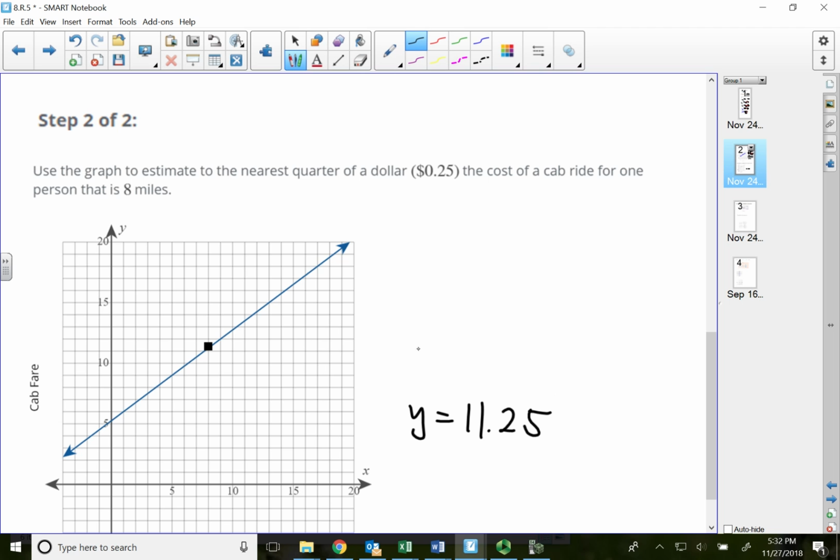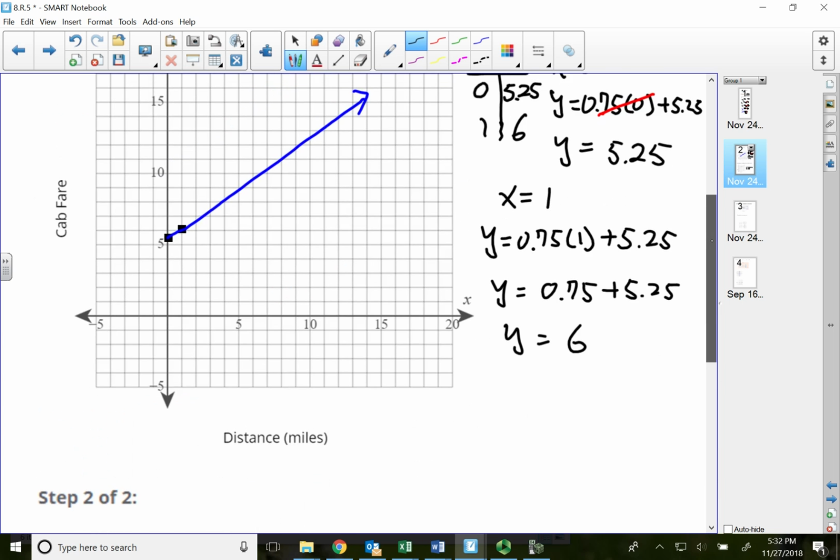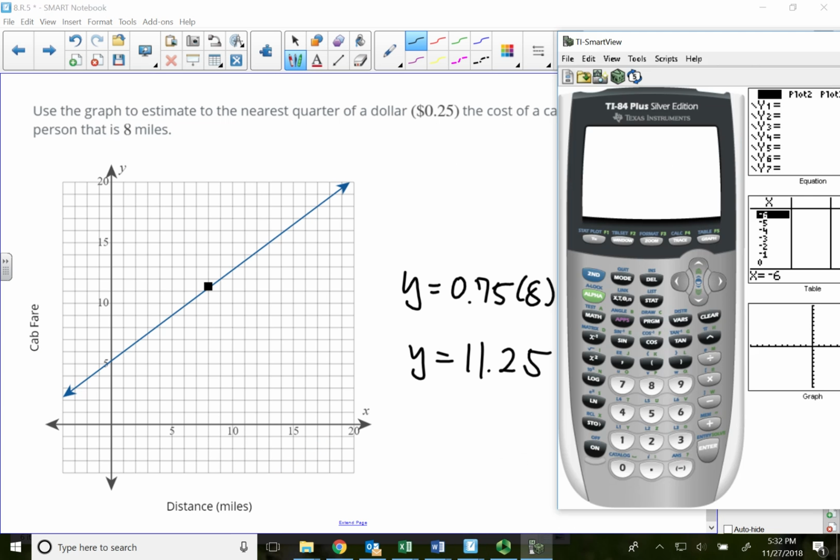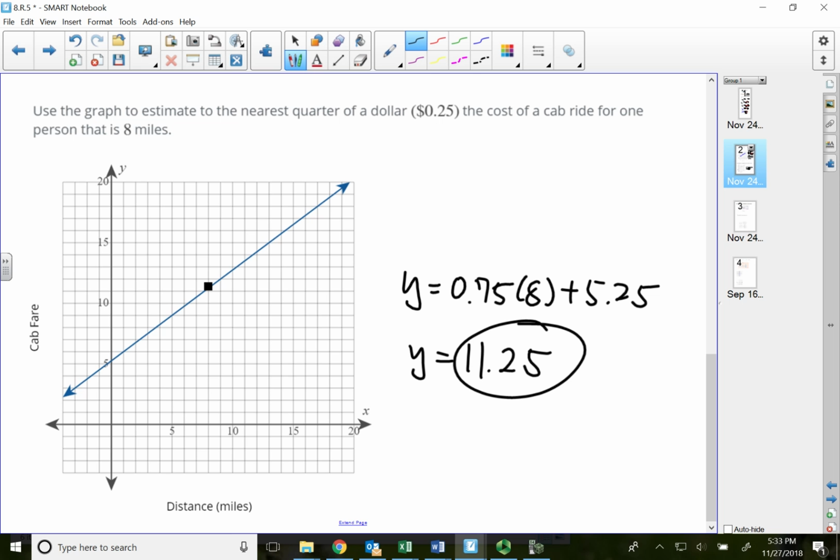All right, is it though? If I substitute 8 for x into that equation, that would be 0.75 times 8 plus 5.25. That's what the equation says, right? Very good. All right, let's see. 0.75 times 8 plus $5.25. There you go, 11.25. That must be the cost. All right, so that's my answer for the cost of riding 8 miles.